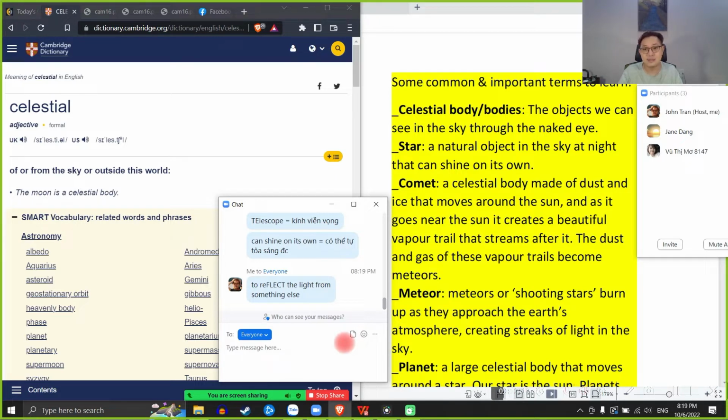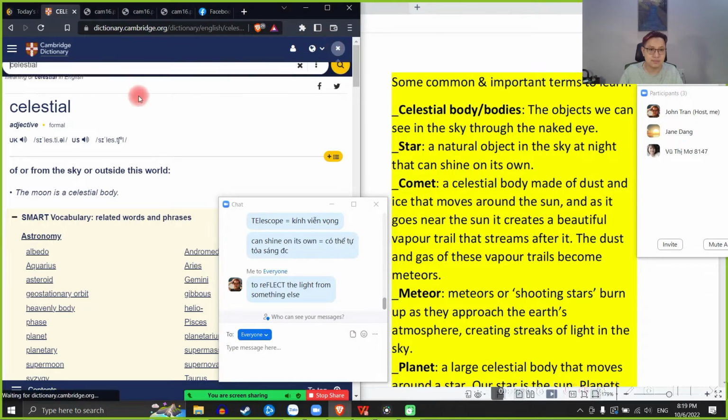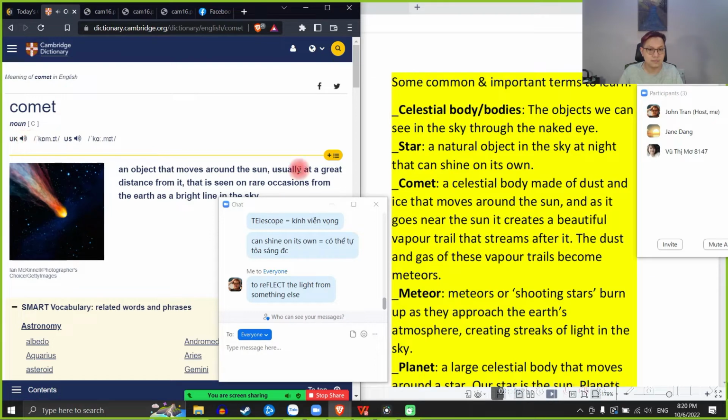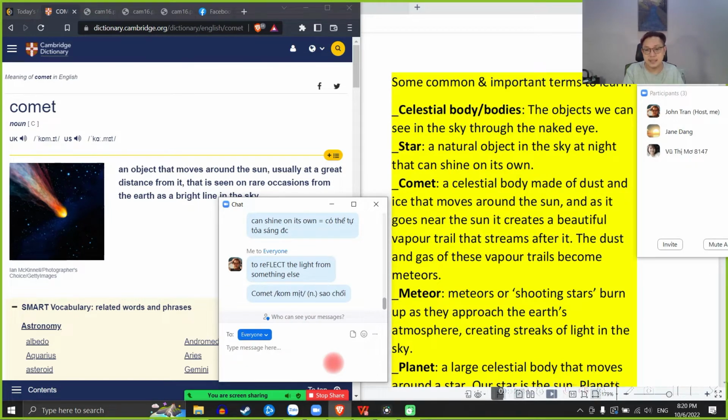So next one is comet. Comet, a celestial body made of dust and ice that moves around the sun, and as it goes near the sun, it creates a beautiful vapor trail. Nhấn âm 2 nha, a celestial body. Trail, y ngắn L nè. A vapor trail that streams after it.